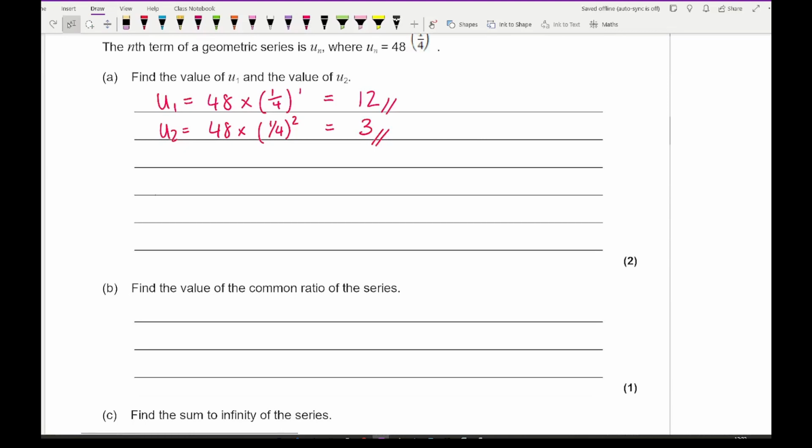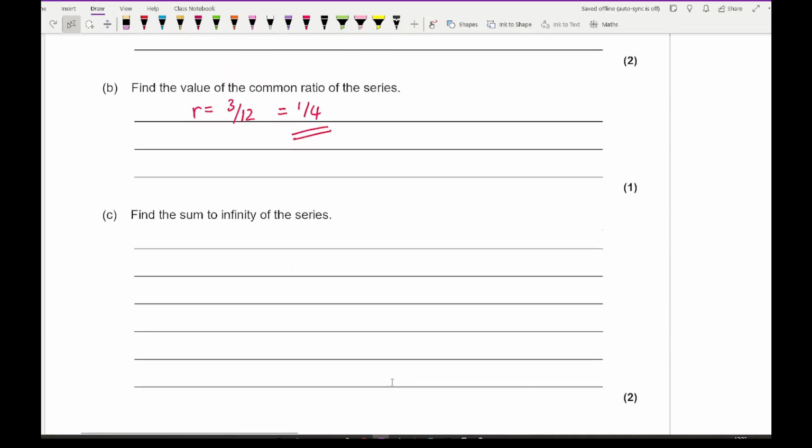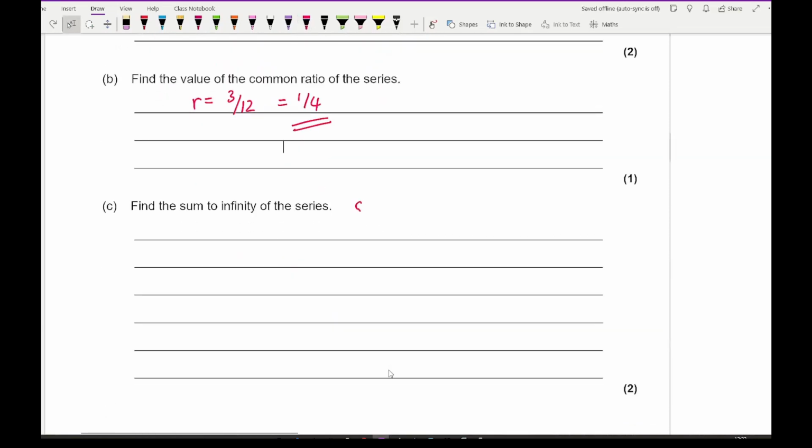So here I've just got to divide the 2 consecutive numbers together. So here the common ratio is going to be 3 over 12, which gives me a quarter. It then says find the sum to infinity of the series. Well, I know that A equals 12. I know that R is a quarter. So to find the sum to infinity, I'm going to use A over 1 minus R, which is 12 over 1 minus a quarter. Type that all into my calculator and I get an answer of 16.